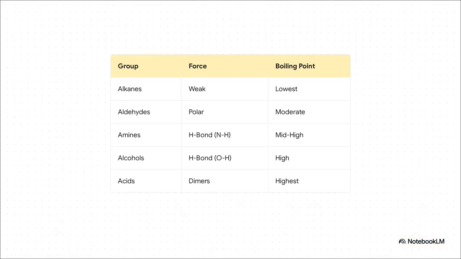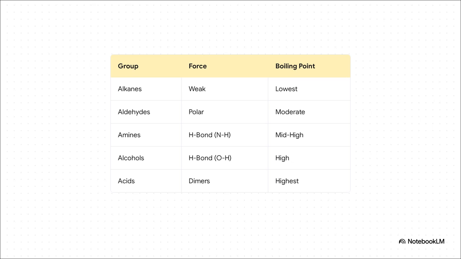Part 6. The boiling point trend. By aggregating all these families together, we can see exactly why form dictates function. It all comes down to intermolecular forces. At the lower end of the spectrum, nonpolar alkanes and weakly polar ethers have the lowest boiling points. Moving up a step, the polar carbonyl groups of aldehydes and ketones bring us to a moderate level.